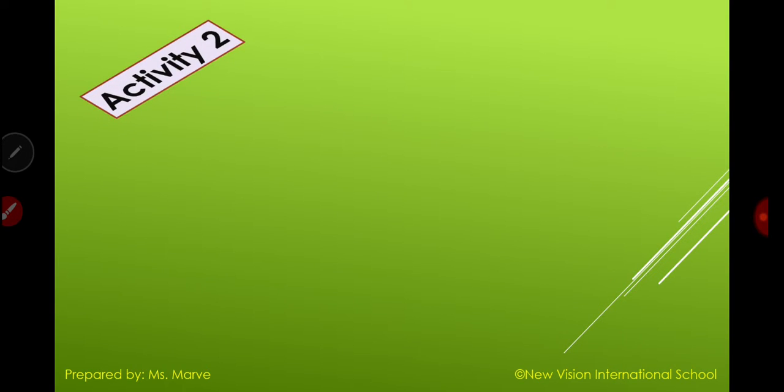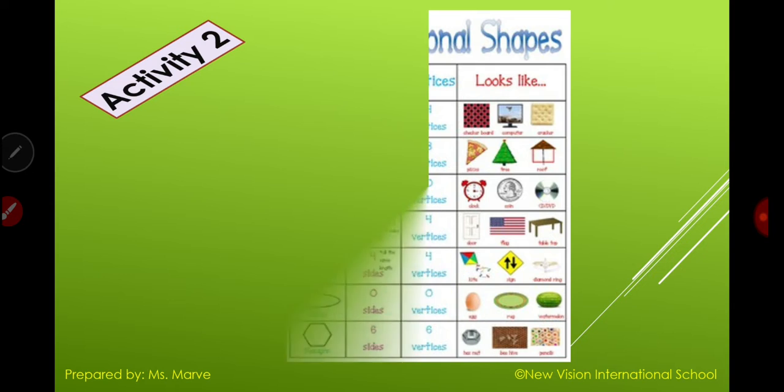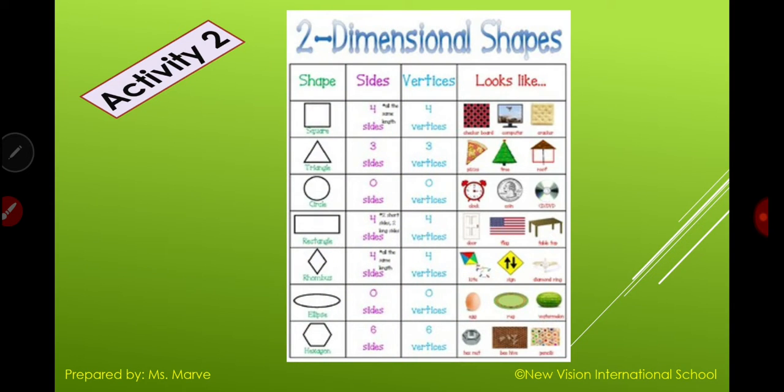Okay, let's go to activity 2. We have here different kinds of shapes. We have square. How many sides? 4. How many vertices? 4. Good job. We have triangle. How many sides? 3. How many vertices? 3. Very good. We have circle. I want to know if you know how many sides and vertices a circle has. Of course, 0. Good job.